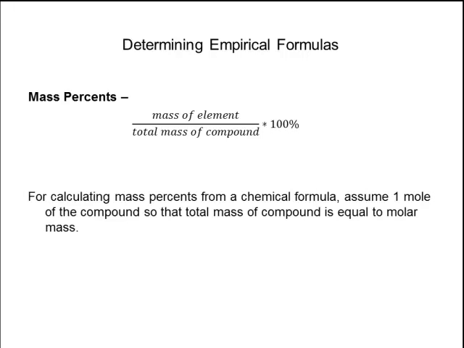Now, one thing to keep in mind whenever you're doing these types of calculations: if you've got a chemical formula and you're going to calculate mass percents from it, the easiest thing to do is to assume you have 1 mole of the compound. That way, the total mass of the compound is equal to the molar mass. So let's look at an example calculation of this. What is the mass percent of each element in H2SO4?